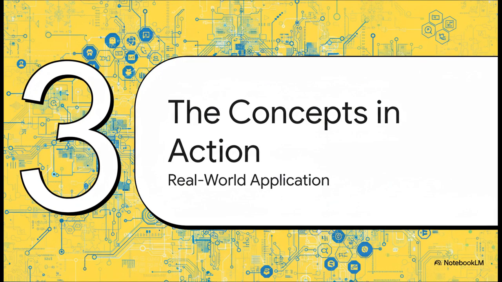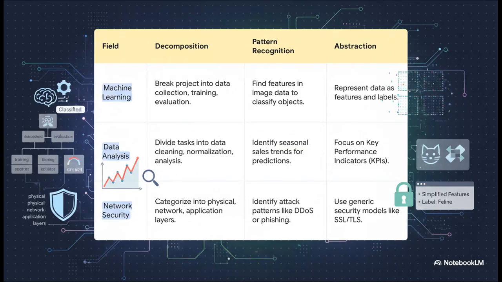So, we've defined our problem, and we've got our 4 core tools. Now let's see how this all comes together in some of the most advanced fields out there today. This table is awesome because it shows that these concepts don't live in isolation. They all work together. Let's take machine learning, for instance. You decompose a project into stages, like collecting data and training the model. The model then learns by recognizing patterns in that data, like features in an image that tell it, this is a cat. And it all works because of abstraction, where a complex, real-world cat is simplified into just a set of digital features and a label.